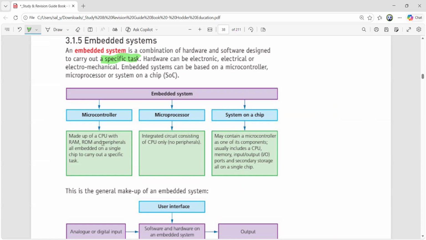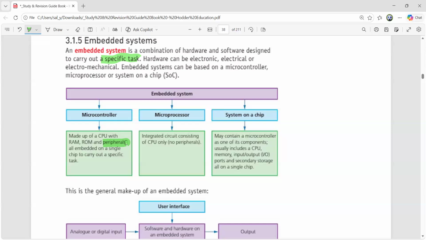Under the control of the CPU, they are called your peripherals, embedded on a single chip to carry out a specific task. Talking about a microprocessor integrated circuit, as we started our lesson with, it consists of a CPU only, no peripherals. And a system on chip contains a microcontroller as one of its components, and it usually includes a CPU, memory, input output, and secondary storage, all on a single chip.